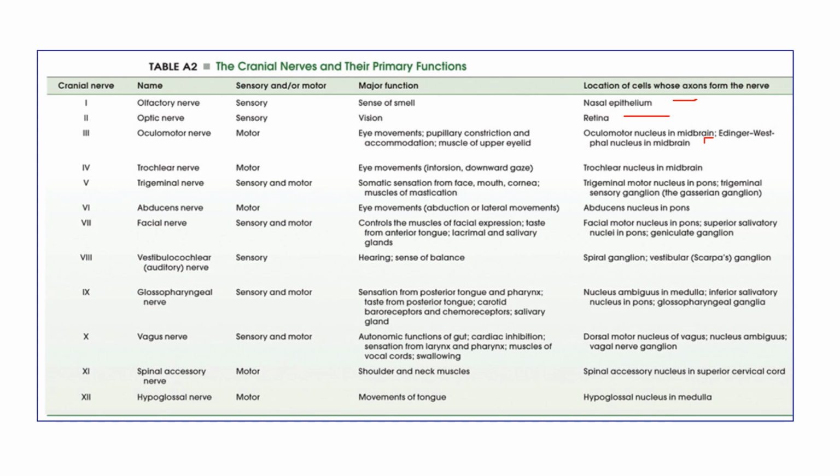So we saw that up top by superior colliculus in the last slide. Trochlear nucleus in the midbrain, trochlear nerve. Cranial nerve 5, trigeminal nerve, trigeminal motor nucleus in the pons, trigeminal sensory ganglia, the Gasserian ganglion, abducens nucleus for abducens nerve, and then facial nerve, facial motor nucleus, also superior salivatory nuclei in the pons and geniculate ganglion. And geniculate we associate with taste.